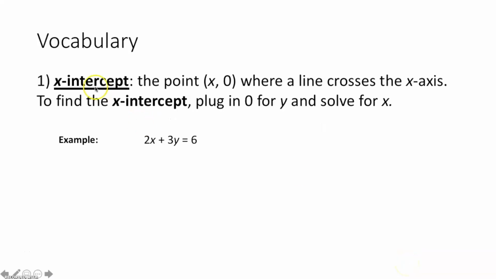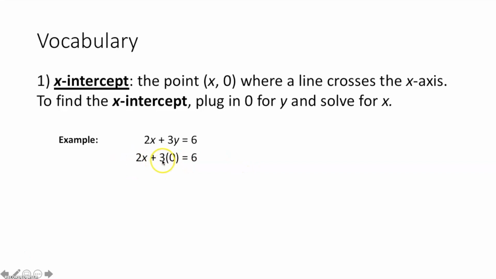Okay, first we're going to talk about the x-intercept. That's the point x comma 0 where a line crosses the x-axis. To find the x-intercept, we plug in 0 for y and solve for x. So for our example, we have 2x plus 3y is equal to 6, and we're going to find the x-intercept. Instead of y, we're going to put 0, and now we're going to solve for x.